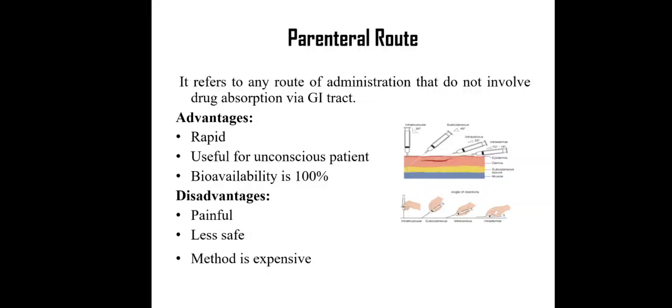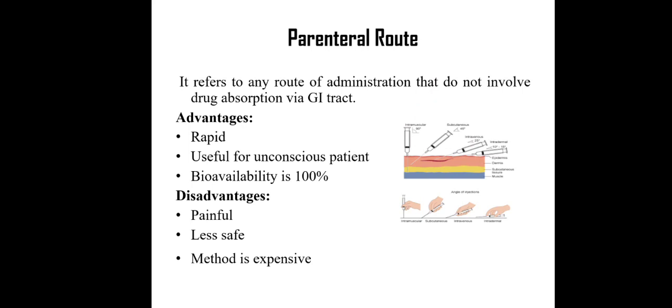Next, we will talk about the parenteral route, which is the second part of the systemic route. It refers to any route of administration that does not involve drug absorption via the gastrointestinal tract. We use this route by which the drugs come into contact with the body and bypass the GI tract. Or we can say parenteral drugs enter the body through injections and through the tissues and circulatory system.